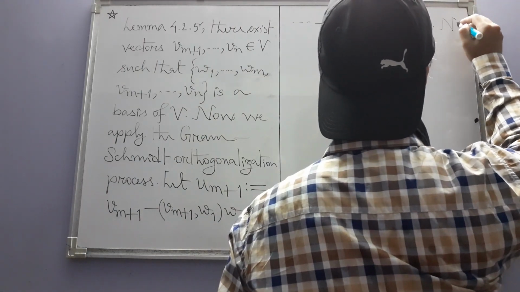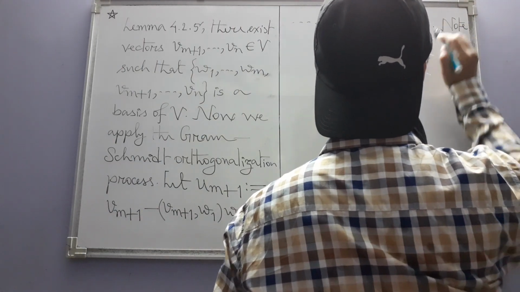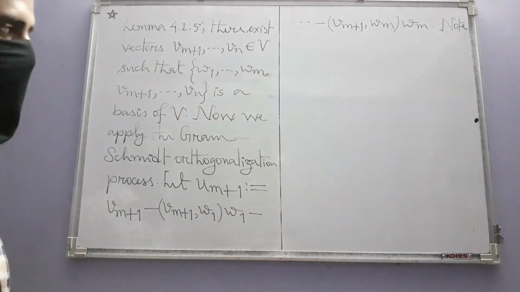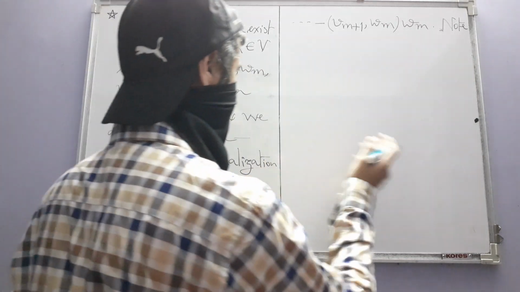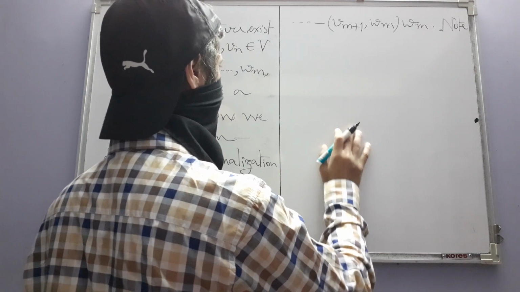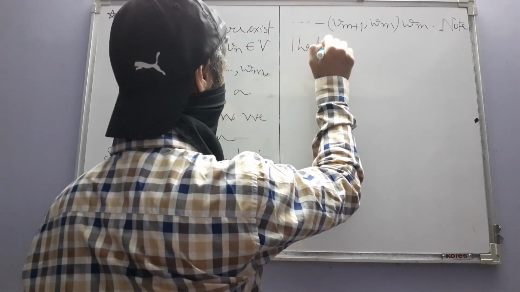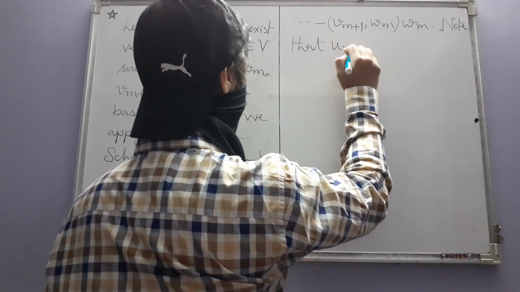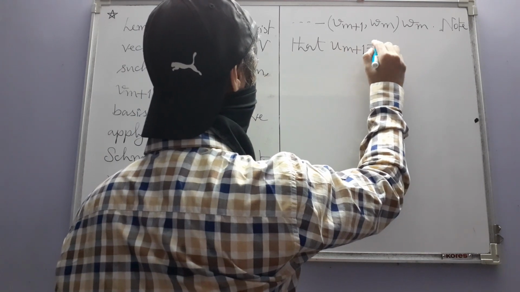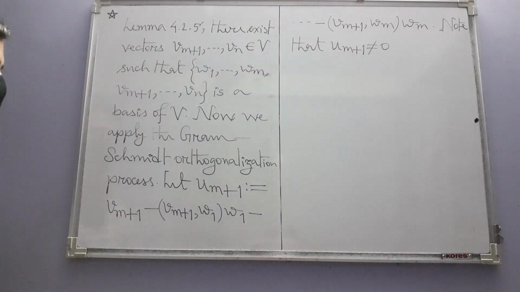Note that we are not, of course, going to write all those things in detail. Instead, that is something we should already know. So we simply write, note that Um plus 1 is not equal to 0.